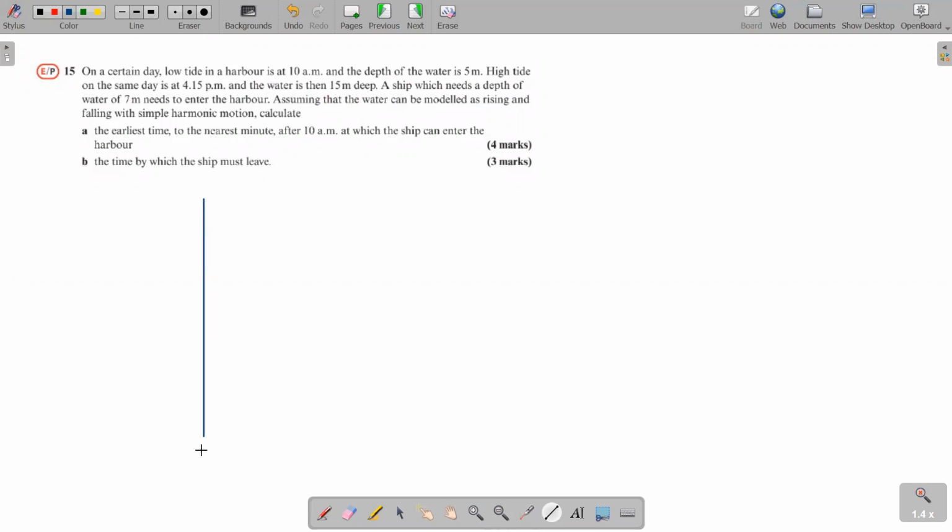So I drew a vertical line here to represent the height. Okay, so let's say this is the seabed. Low tide occurs at 10 a.m. And at low tide, what's the height? At low tide, the height is 5 meters. And then they say high tide on the same day. So high tide means the water level has risen. High tide on the same day is at 4:15 p.m. The water is then 15 meters deep.